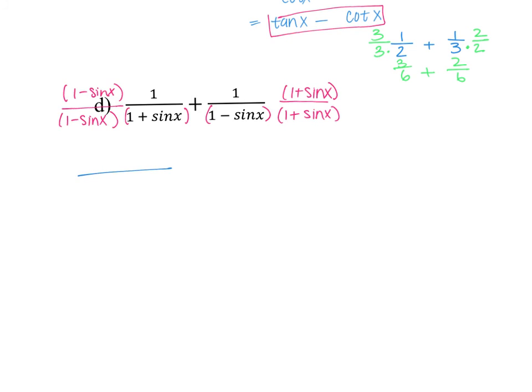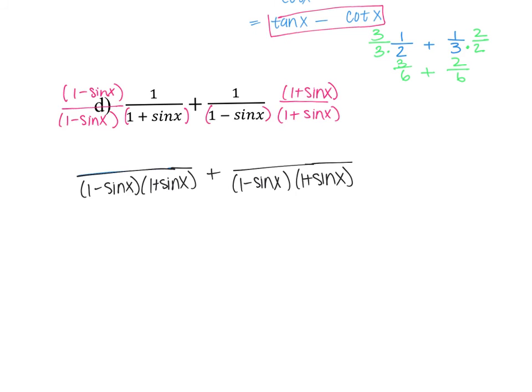So the bottom is, or let me just do it in black. Bottom is going to be 1 minus sine x and 1 plus sine x. And this one here is also going to be 1 minus sine x and 1 plus sine x. And then for the top, if I multiplied this by 1, it's just itself, so 1 minus sine x and 1 plus sine x. All right, from here, since both denominators are now the same, I can join the top piece together and write this as one denominator. So I can write this as 1 minus sine x and 1 plus sine x.